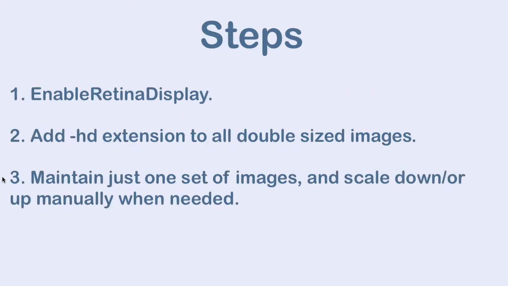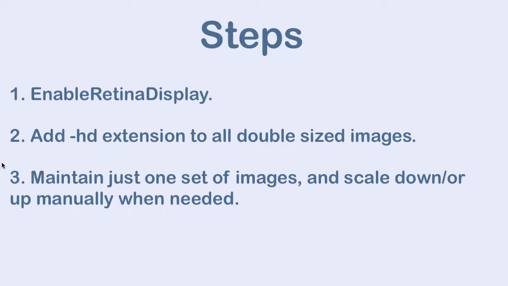Here are the steps we need to take when supporting Retina display. First, we have to enable Retina display. Second, we need to add -HD extension to all double-sized images. If you're working with UIKit, you have to add @2x extension. But that was impossible for technical reasons in Cocos2D, so we use -HD instead.